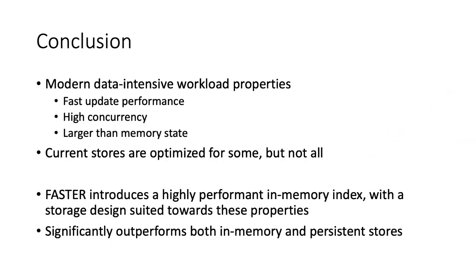So to conclude, we have these modern data-intensive workloads where we need fast update performance, high concurrency, and larger than memory state. We can find some other stores that are maybe optimized for some of these, but not all. So they introduced this store in this paper, FASTER, where they have this very highly concurrent in-memory index, and the index works with a storage design to allow us to have larger than memory state. And at times it significantly outperforms the in-memory stores and always outperforms the persistent stores they test against. That's it. Thank you.